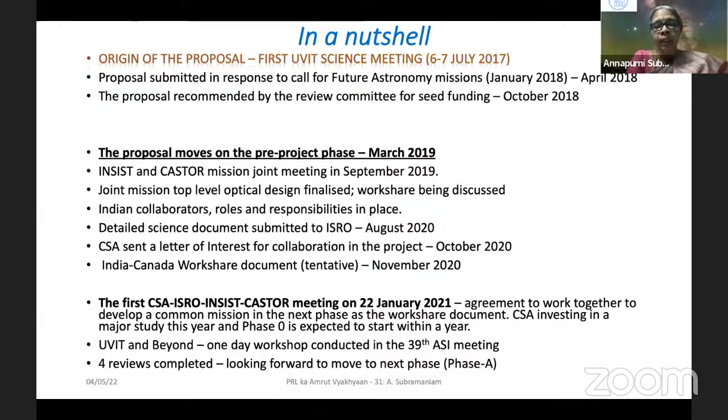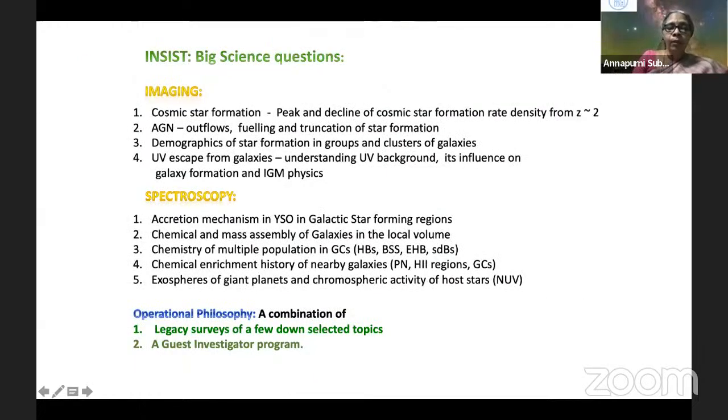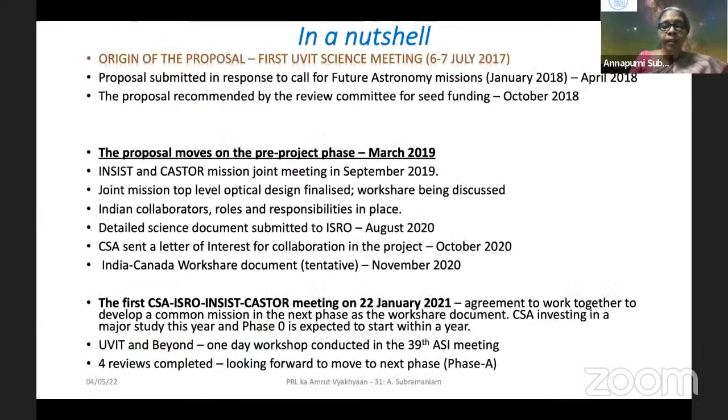Right now, the Canadian Space Agency is investing in a major study. I had to update this: the phase 0 study is already started. So UVIT and beyond, we had a workshop in the 39th ASI meeting, and we have completed 4 reviews during the pre-project phase, and we look forward to move to the next phase, which is equivalent to the phase 0 of the Castor mission.